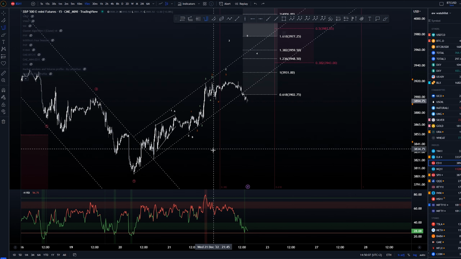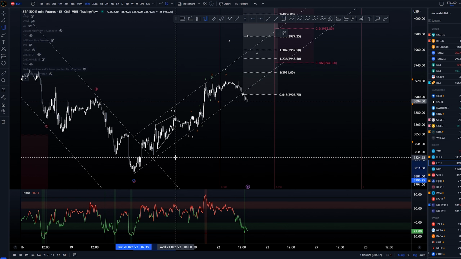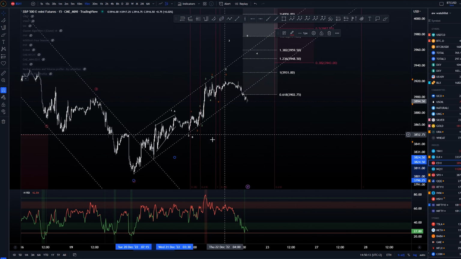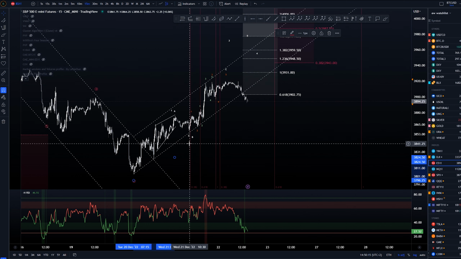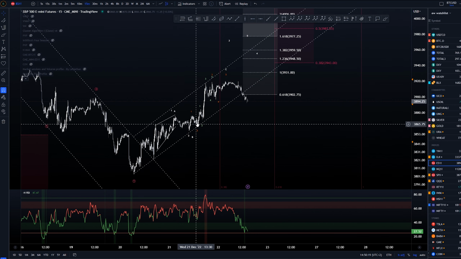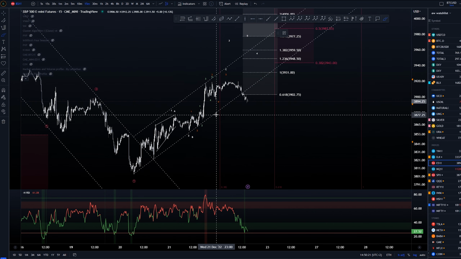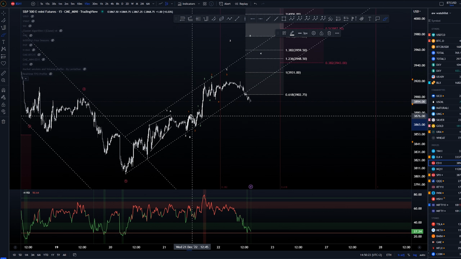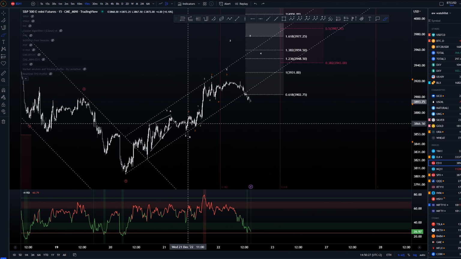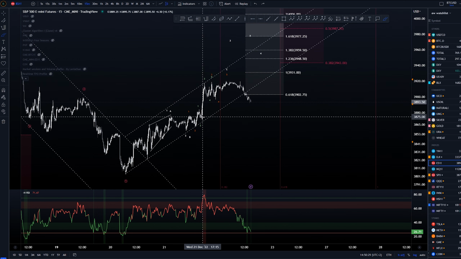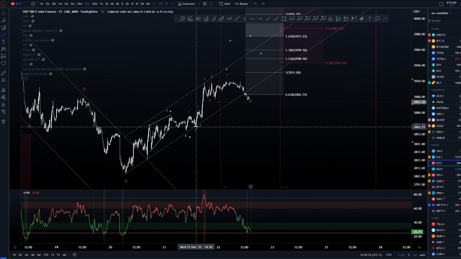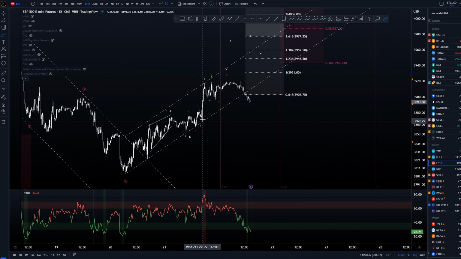The issue with this count is that this structure here is very small in comparison. So we did just hit the 0.382 for the wave 2 here. So again, I would allow this. But the structures afterwards definitely look like a potential 1-2-1-2 scenario. I don't think I can have this as anything else at the moment. We had a very, very large move here after this 1-2, so I do assume that it is the third.